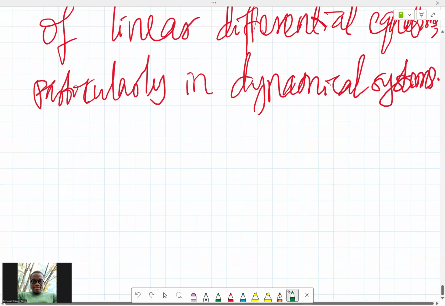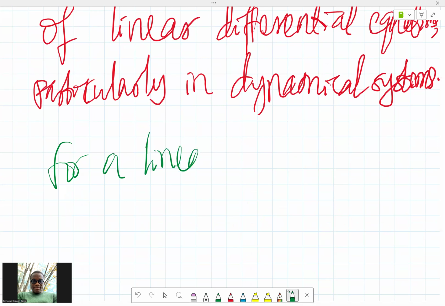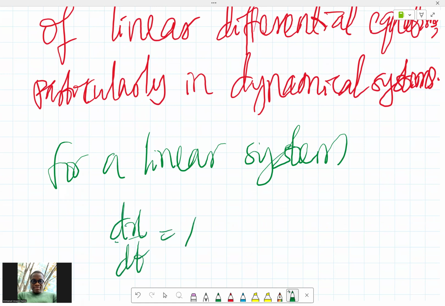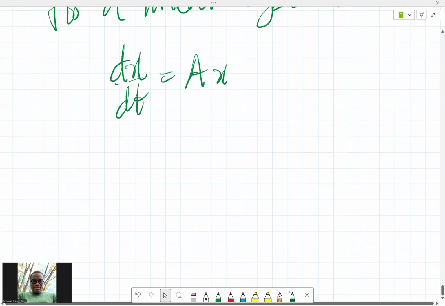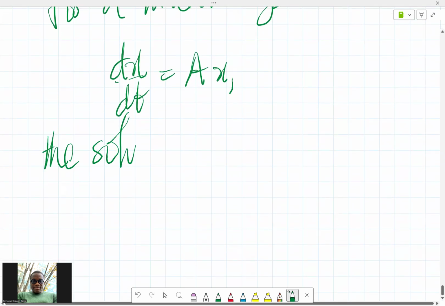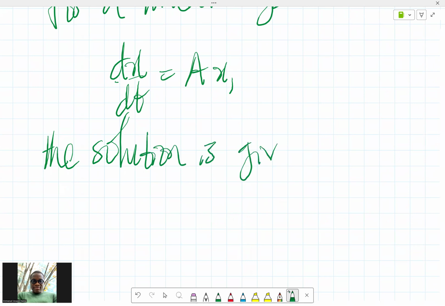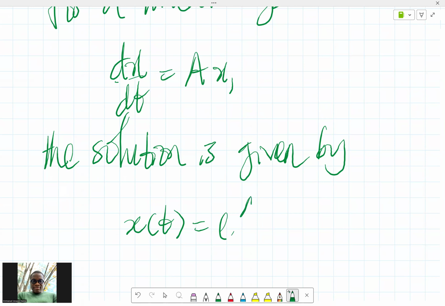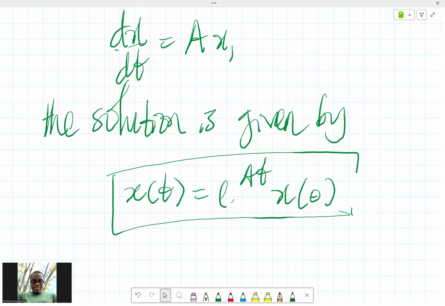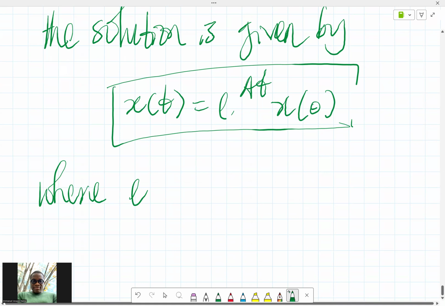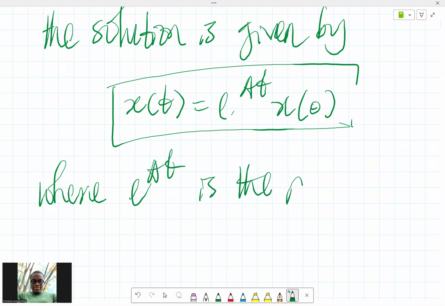For a linear system dx/dt = Ax, the solution is given by x(t) = e^(At) x0. That's the standard solution, where e^(At) is the matrix exponential.